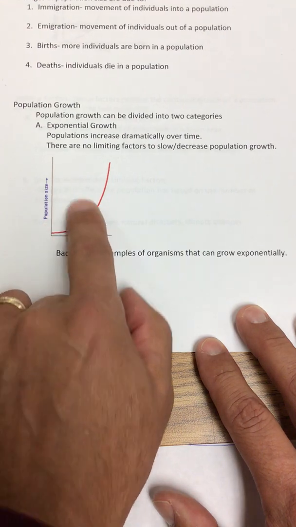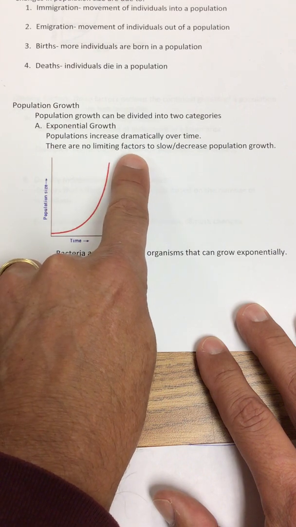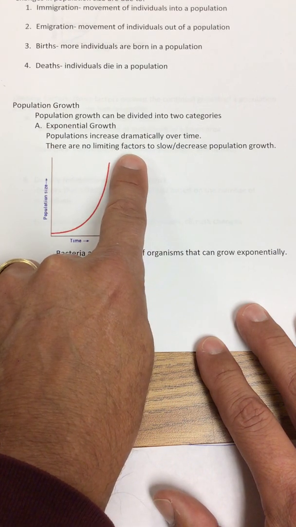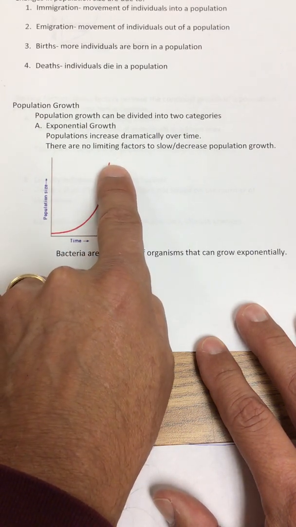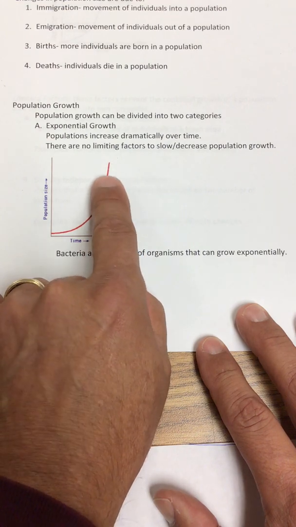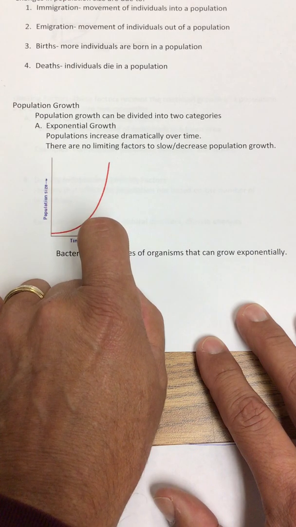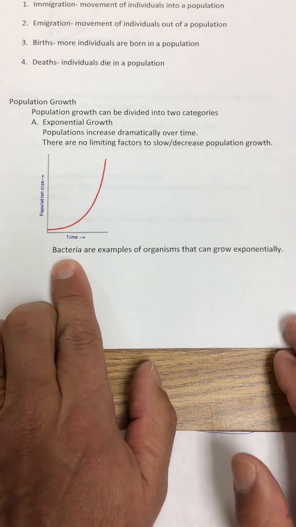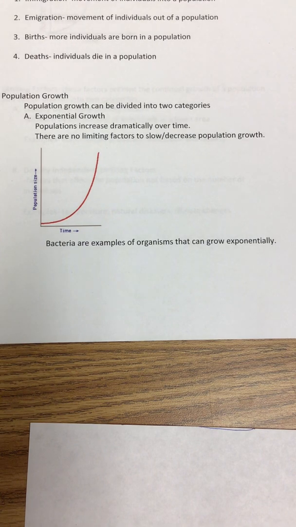The reason we have exponential growth in population is because there's no limiting factors to slow or decrease the population growth. And that'll kind of be our next topic. But really, they have enough resources for the organisms that we're talking about, enough food, enough space, enough whatever they need, and that population is going to continually grow. So a good example of organisms that can grow exponentially are going to be bacteria. Bacteria can reproduce about every 20 minutes. For some it takes a little bit longer, but you can imagine every 20 minutes, it's not going to take long for your population to increase.